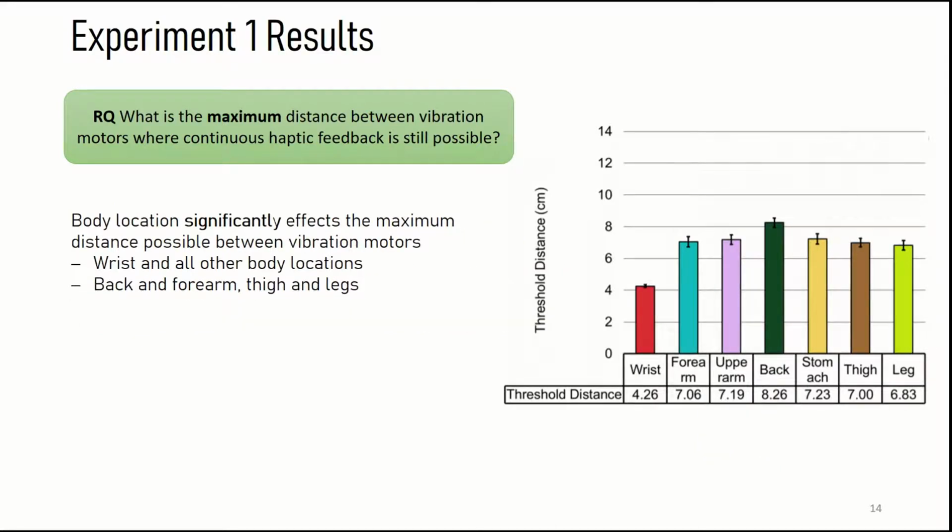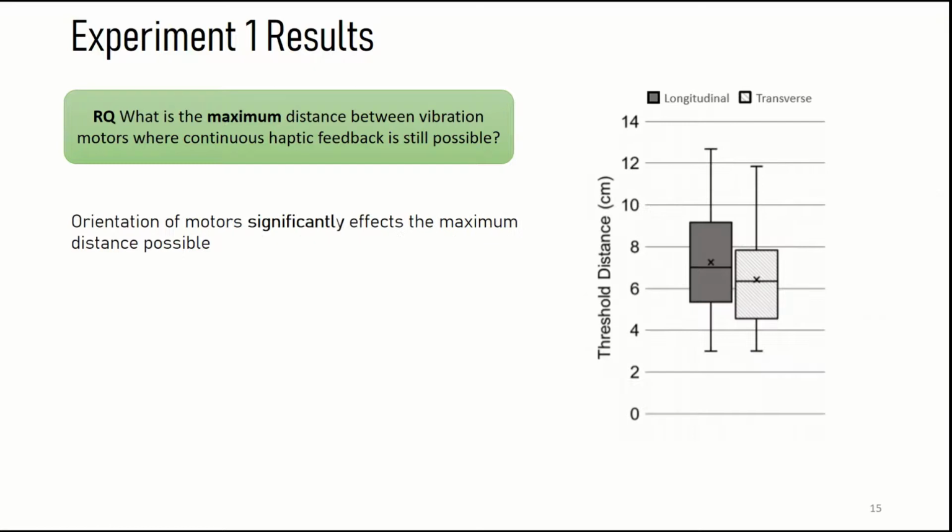Our results indicate that body location significantly affects the maximum distance possible between vibration motors. The wrist had a lower threshold distance in comparison to all other body locations. Back was significantly higher than the forearm, thigh, and leg. With regard to orientation, we found out that the transverse orientation resulted in a significantly lower threshold distance in comparison to a longitudinal orientation.